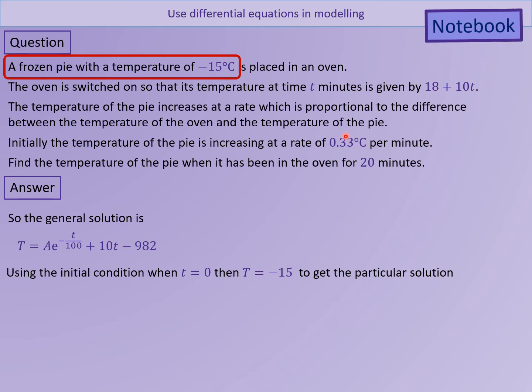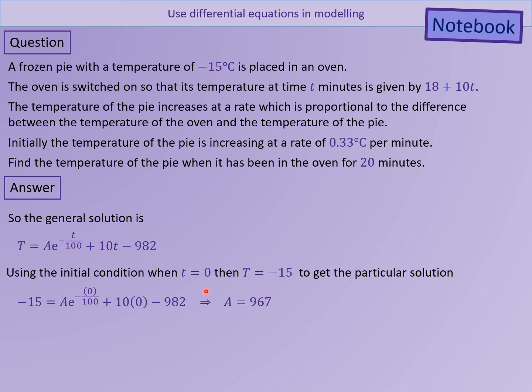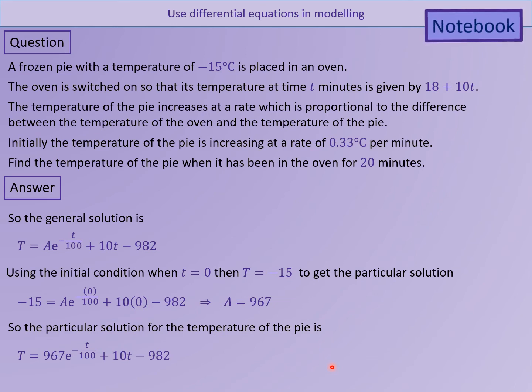I used it earlier on to work out the other constant. I'm going to use it again to work out this a constant just here. So I'll substitute it all in. You could do the number crunching if you want to, or you can just cheat and copy mine. There's 967 as my a value, and therefore I've now got a particular solution. All right, so a particular solution for the temperature of the pie.